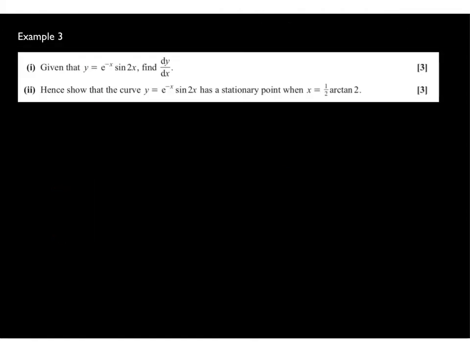Example 3, we're given a function and we need to find its gradient. Hopefully you can see straight away that it is a product here. We may need to use the quick chain rule as well as part of our differentiation, but we're going to set up for the product rule. So we want to make sure we've got u equal to one part, we'll say e to the negative x, v equal to sine 2x, and let's differentiate both of these.